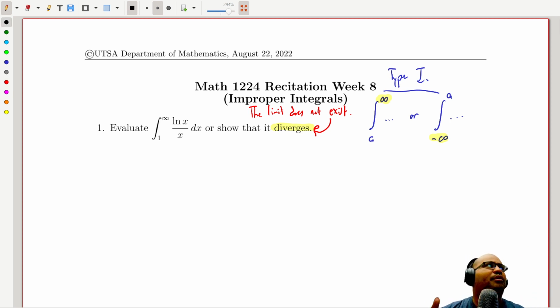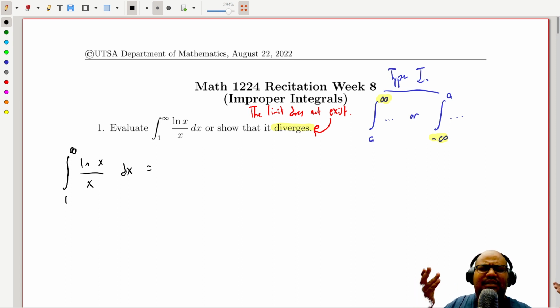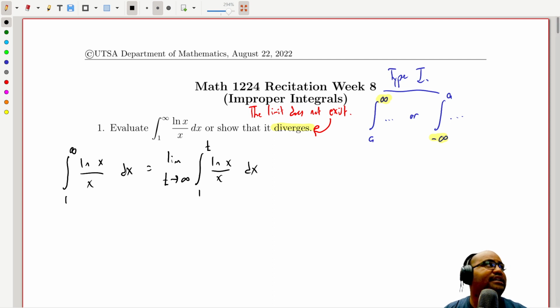So let's see how to tackle this. We have this integral and we're going out to infinity, so we want to reduce this to a problem that we already know how to do. We're going to treat this as a limiting process. The integral from 1 to infinity of log x over x dx, we're going to treat as the limit of a finite integral over a finite interval. So we take the limit as t approaches infinity of the integral from 1 to t of log x over x dx.